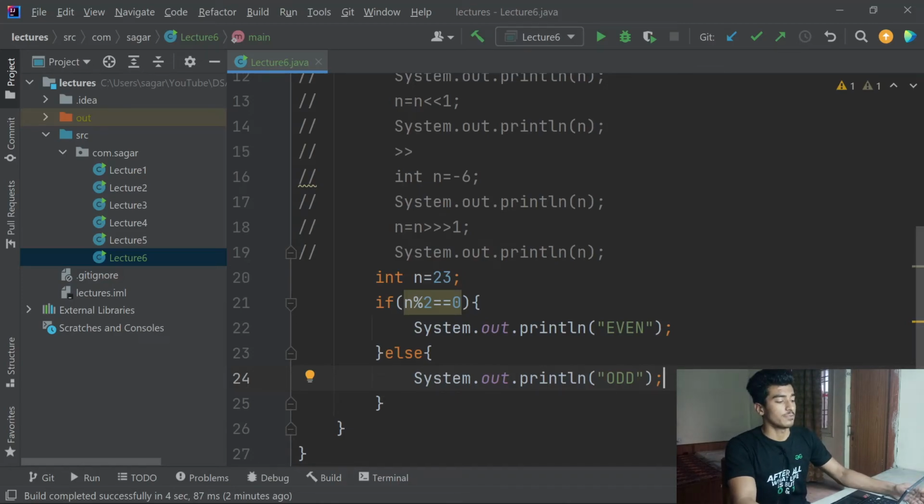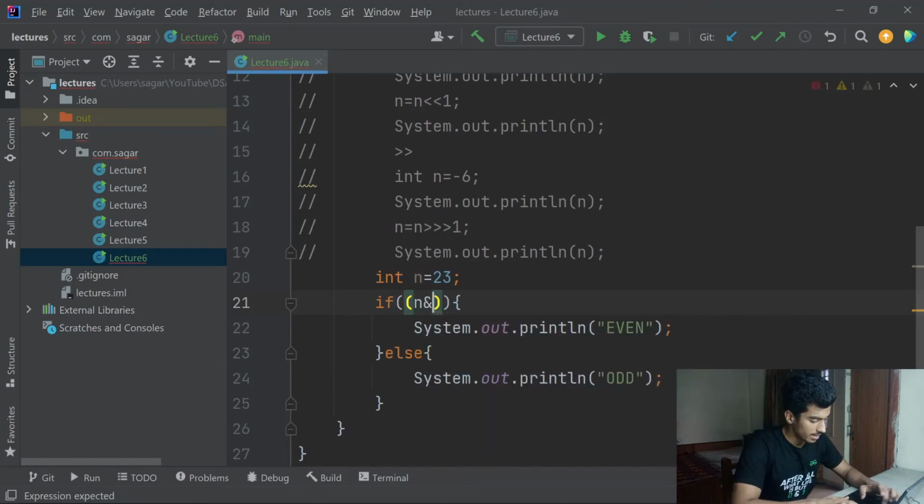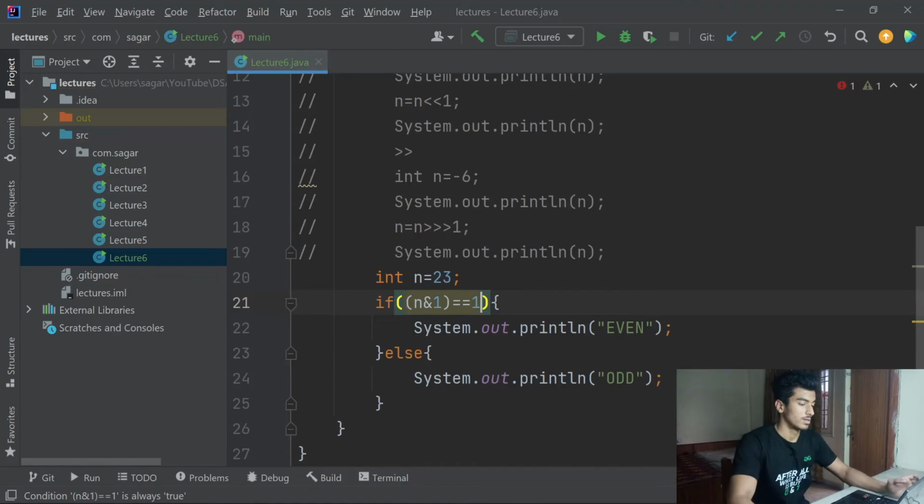So here we know that if our number is divisible by 2, that means it is even. But how can we use the property that if the last bit is set, that means if the last bit is 1, it is an odd number, and if the last bit is 0, it is an even number. n & 1 == 1. Double equals is a comparison operator, and this is a bitwise AND operator. But what does that mean?